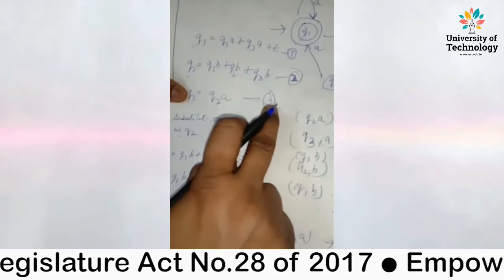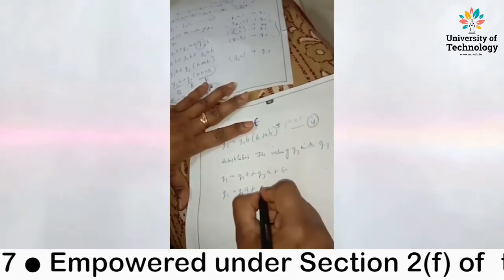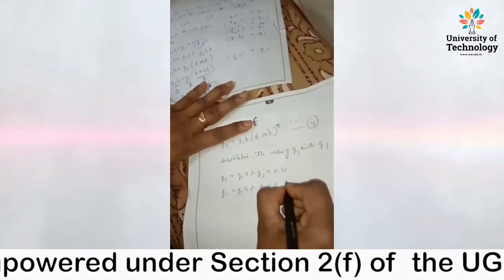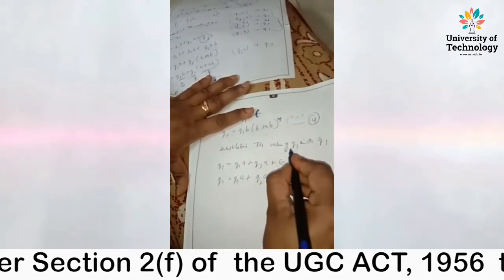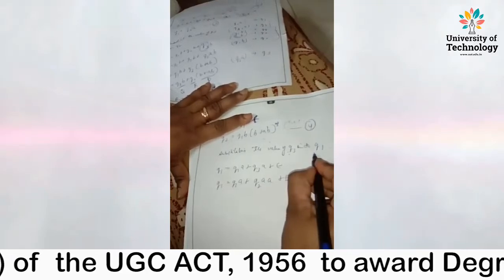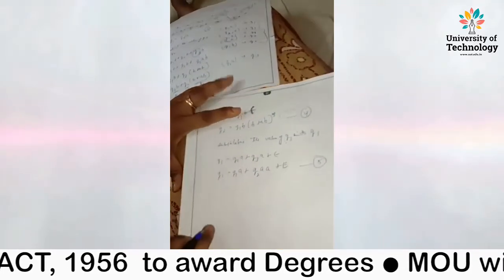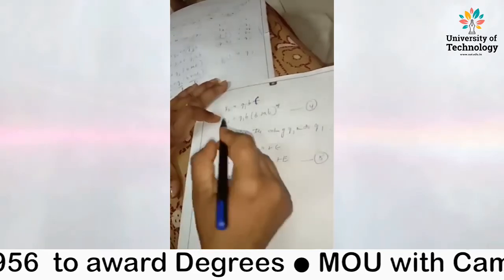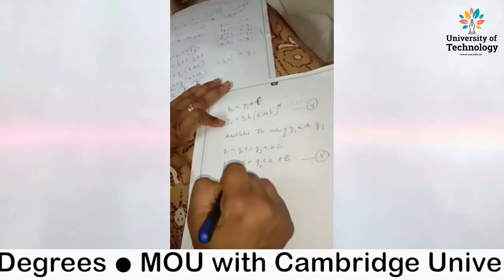We are going to substitute this value into equation number 1, right? So let's substitute. Q1 is equal to Q1A plus, what is the value of Q3? Q2AA plus epsilon. So this is how we have substituted the value of Q3 into equation number 1. Okay. Now we have got the value of Q2, and we are going to substitute the value of Q2 into Q1.